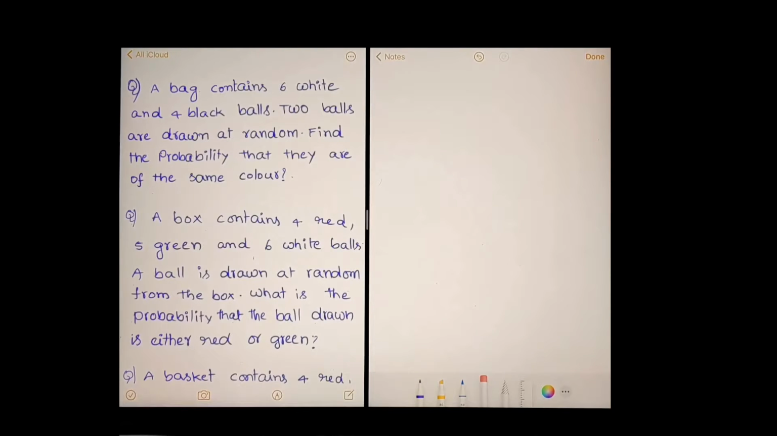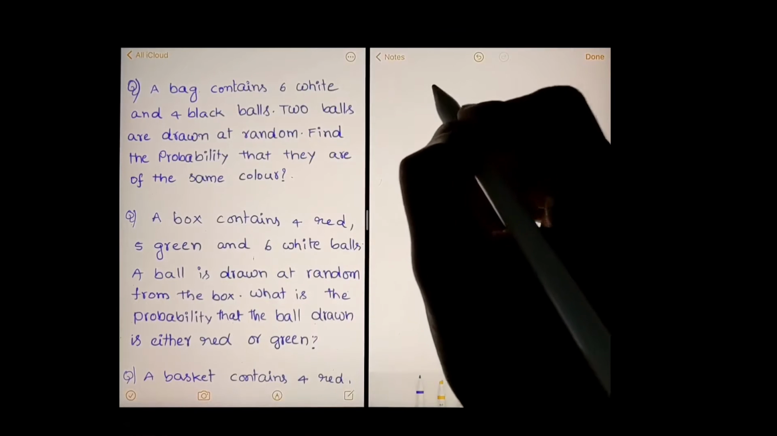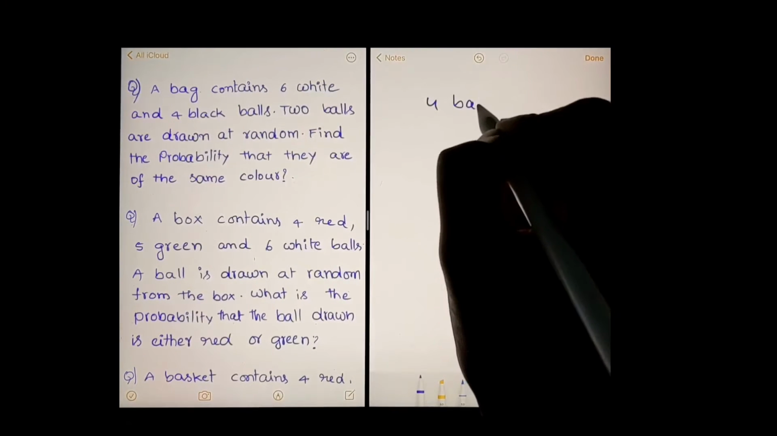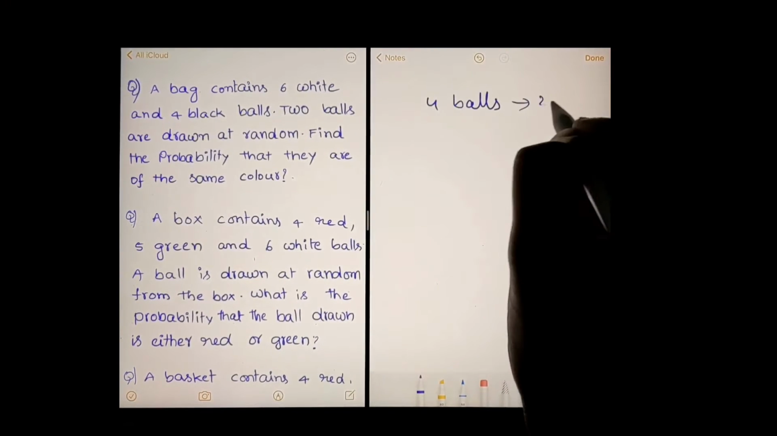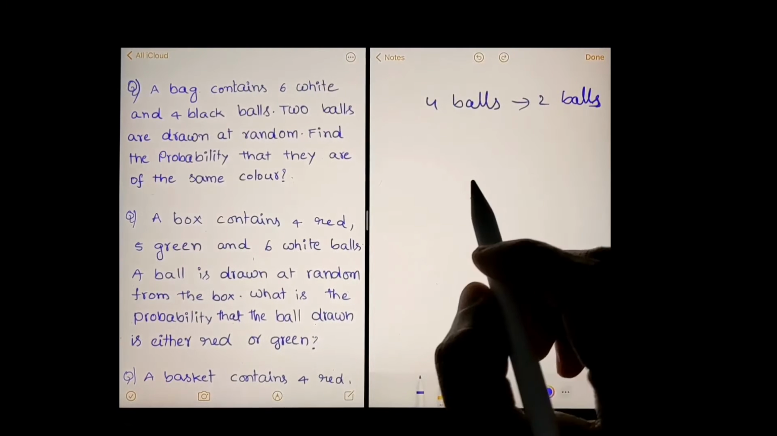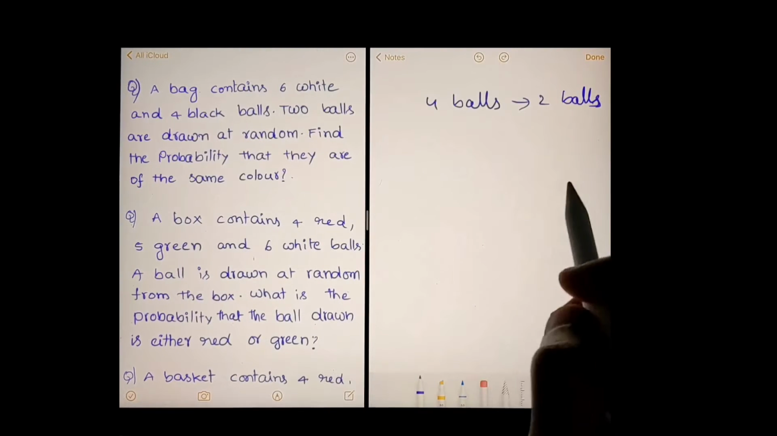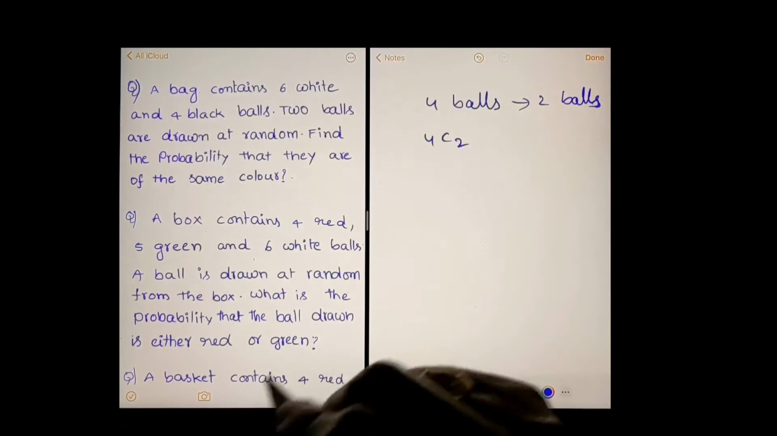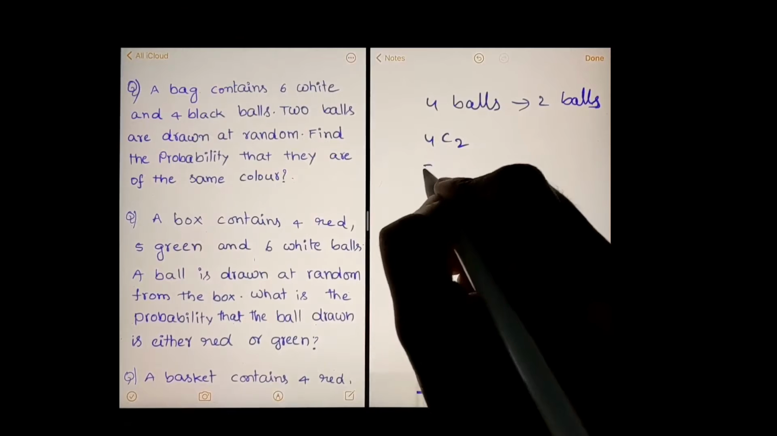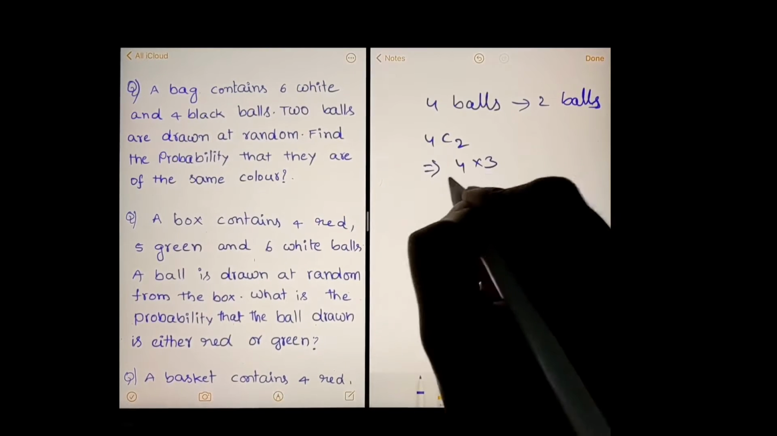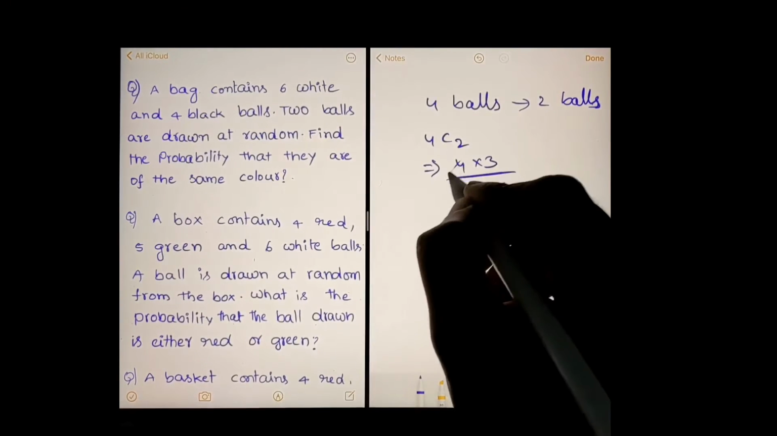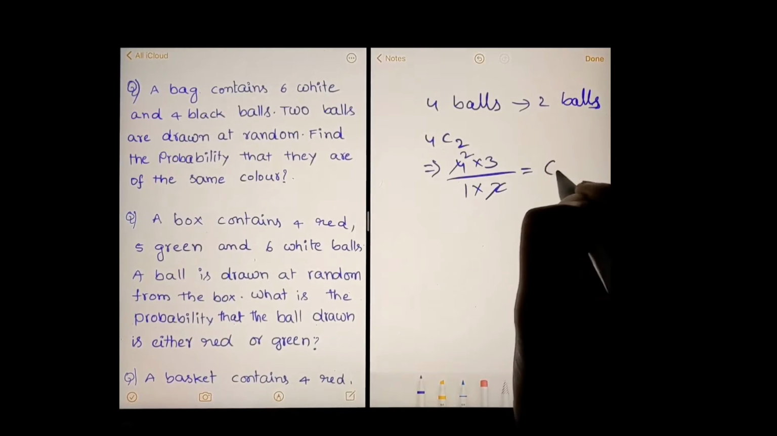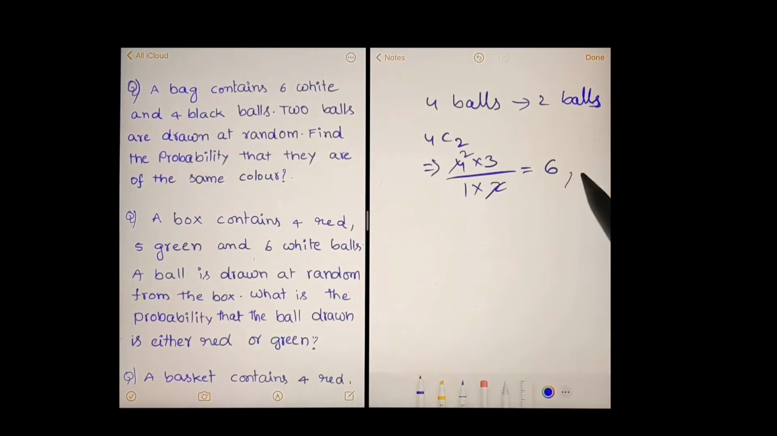Today we will discuss probability related to bags and balls. If a bag contains 4 balls and we need to pick up 2 balls out of 4 balls, we can select in 4C2 ways. 4C2 means 4 into 3 by 1 into 2. 2 2s are 4. 4C2 is 6. Total 6 ways we can select 2 balls out of 4 balls.